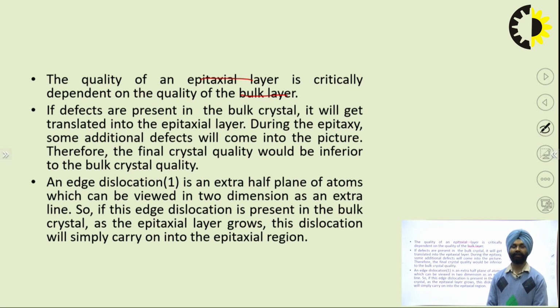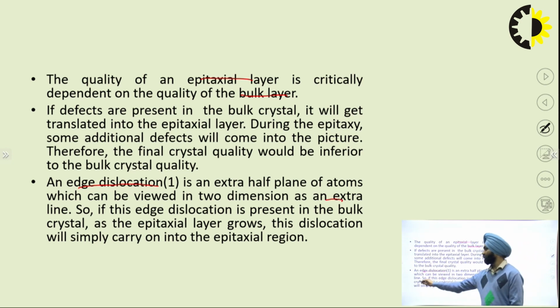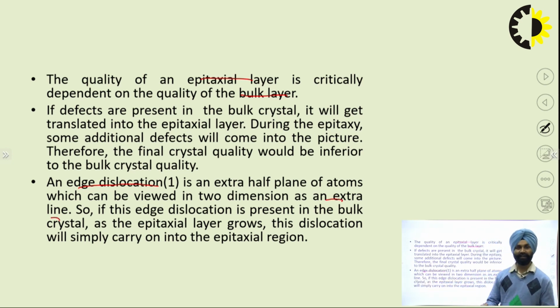So there will be an edge dislocation in the epitaxial layer. In an edge dislocation, an extra half plane of atoms, which is viewed in 2D as an extra line, and this line will extend into the epitaxial layer.